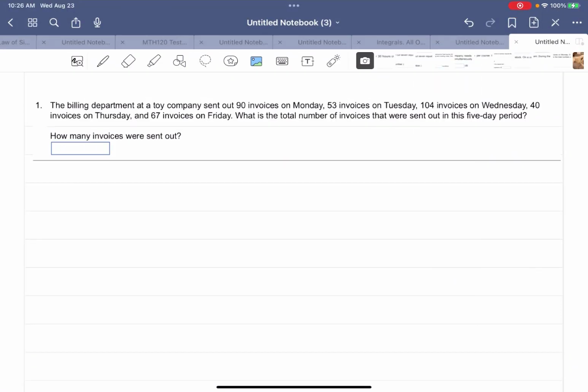Example 1. The billing department at a toy company sent out 90 invoices on Monday, 53 invoices on Tuesday, 104 invoices on Wednesday, 40 invoices on Thursday, and 67 invoices on Friday. What is the total number of invoices that were sent out in this 5-day period?